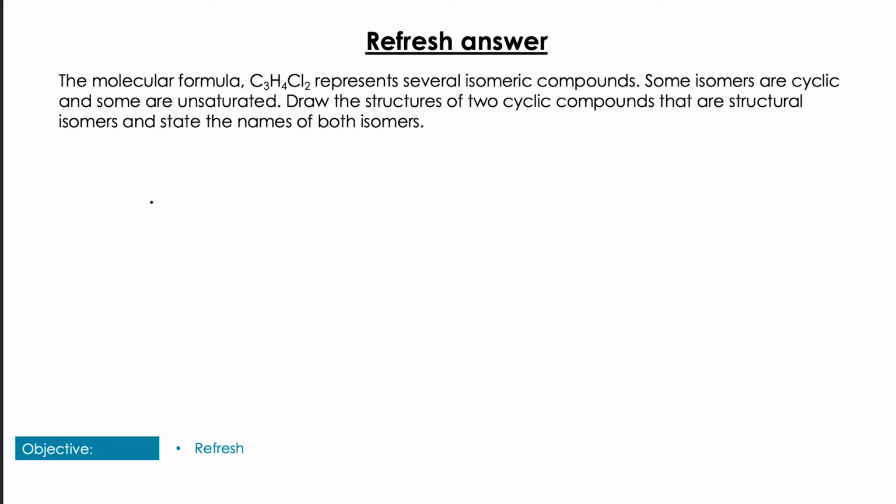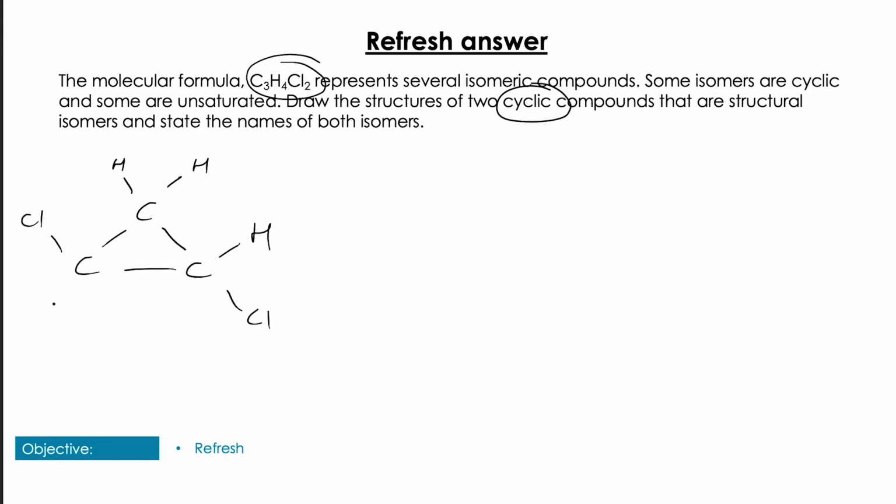So the key things you need to look at from this question are of course, molecular formula and the fact that this is cyclic. So we've got a 3-carbon ring, we add in 4 hydrogens and 2 chlorines. Now this is where the isomerism is. You know that you can't rotate around these bonds because we've got a ring structure.